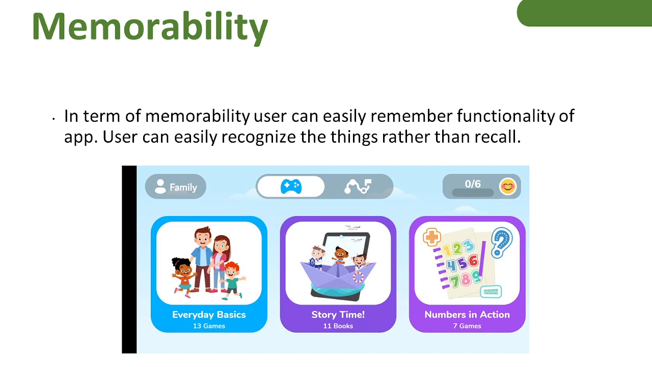Next we have memorability. Overall, memorability means that when a user returns to the design after a period of time, they should not need to recall their past memory to recognize things. So there is a good point in the case of memorability, that the user can easily remember the functionality of the app. The user can easily recognize things rather than recall. So that was a good point in the case of memorability.